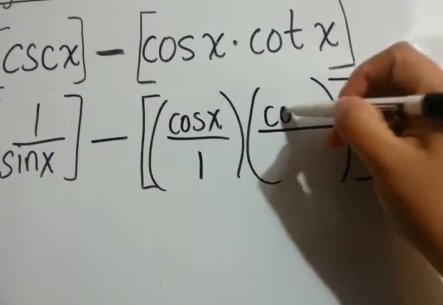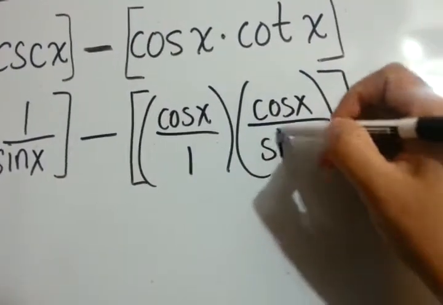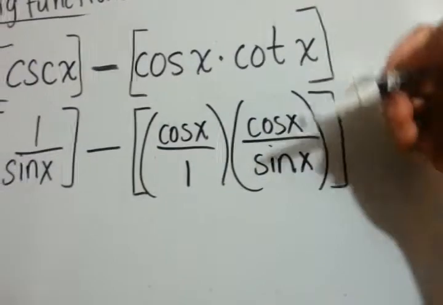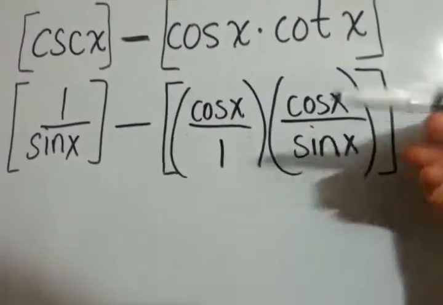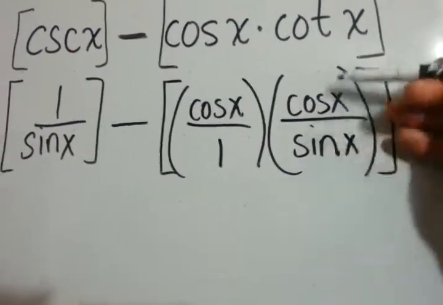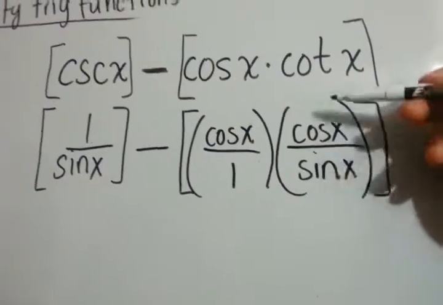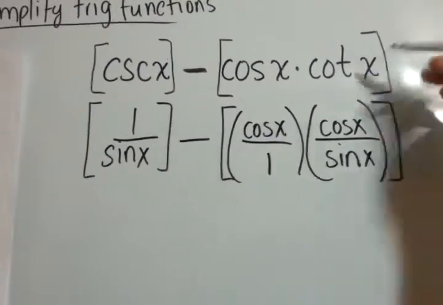Cotangent x is cosine x over sine x. We don't use 1 over tangent. We're not going to tangents. We're going to cosines and sines. So we use this definition, the quotient definition of cotangent.